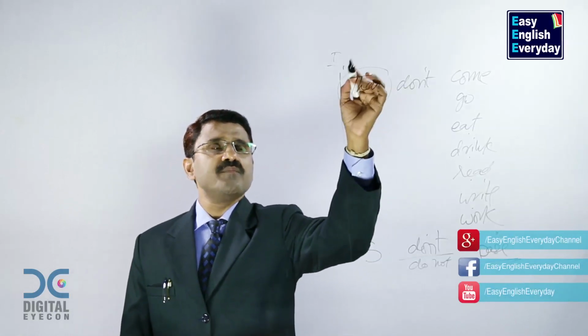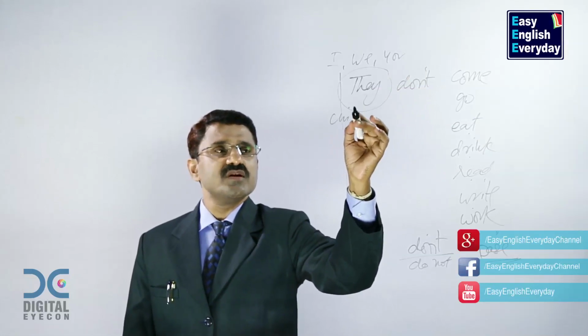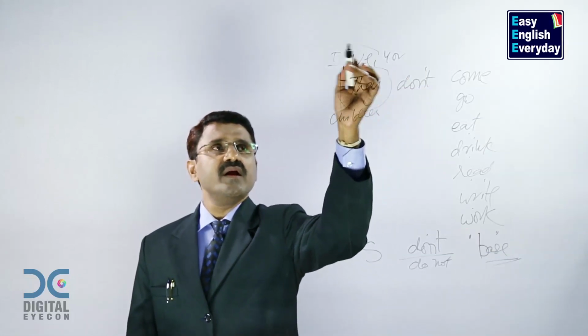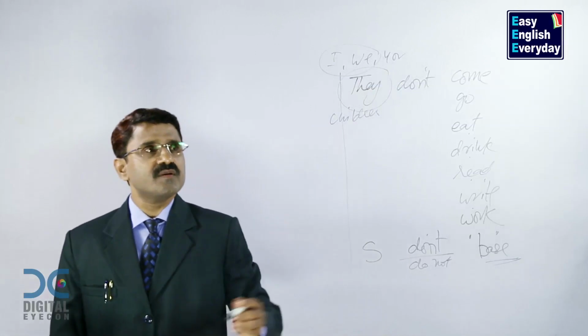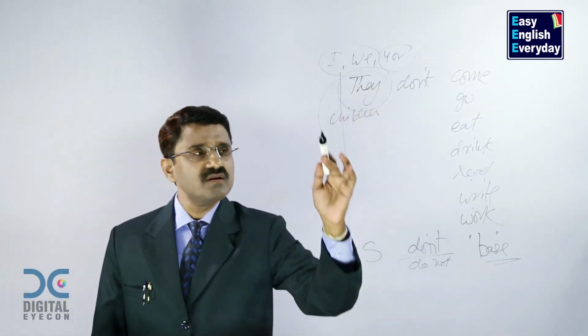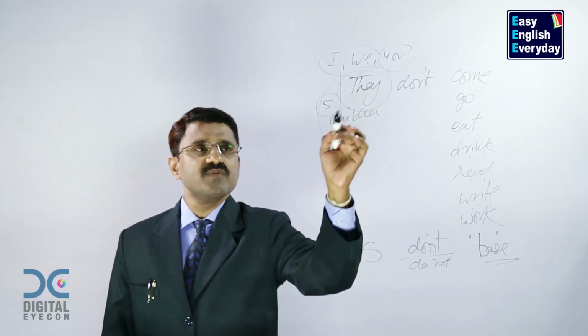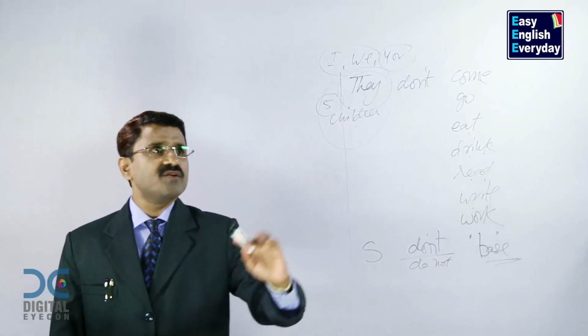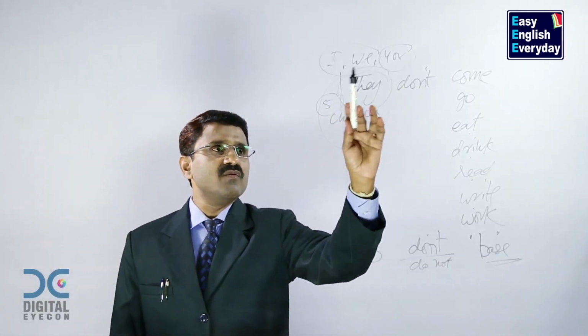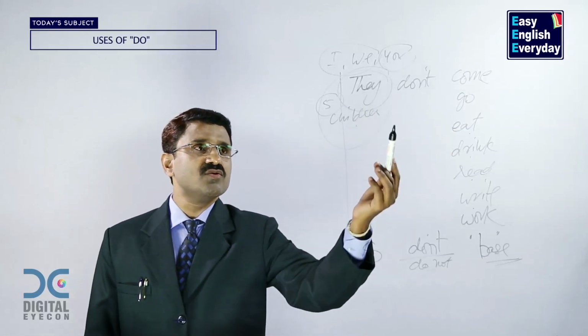Now here, I can use not only they, but I can also use I. I don't come. We don't come. You don't come. Children don't come. I and we, first person. You, second person. They and children, third person. You can use it for a maximum of five people. Now repeat. I do not come. We do not come. You do not come. They do not come. Children do not come.